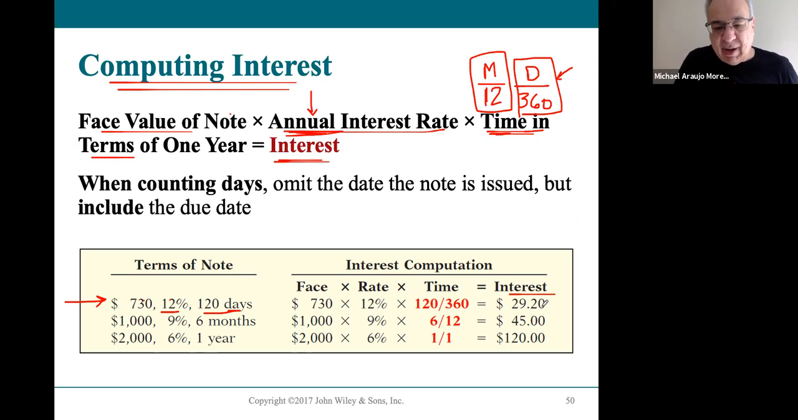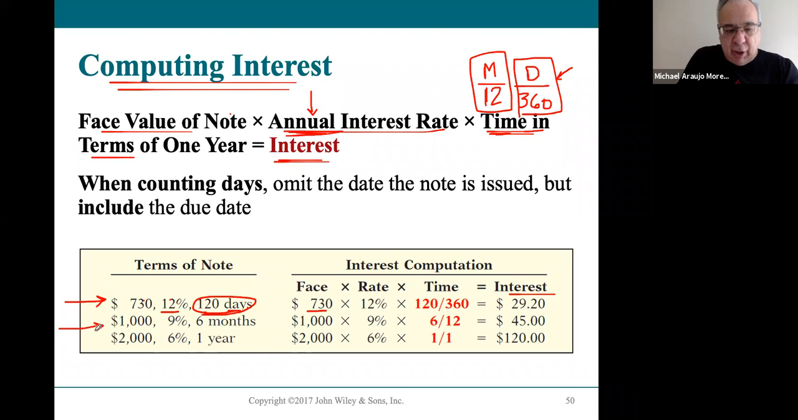So what's going to happen at the end of this 120-day period? They need to pay back the face value and the interest all at once. So they're going to be collecting $759.20. Both the loan and the interest are all paid on its maturity date, on its due date.